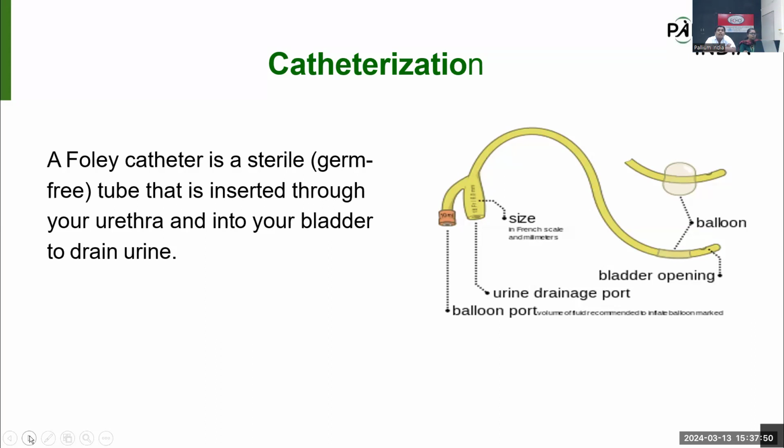In catheterization, the Foley's catheter is a sterile, germ-free tube that is inserted through the urethra and into the bladder to drain the urine. This is the purpose of catheterization, and we are inserting a Foley's catheter through the urethra into the bladder.